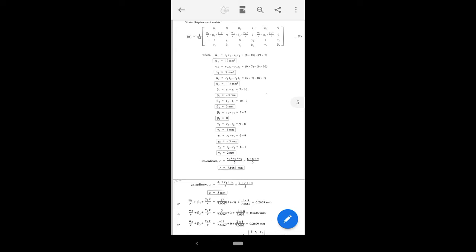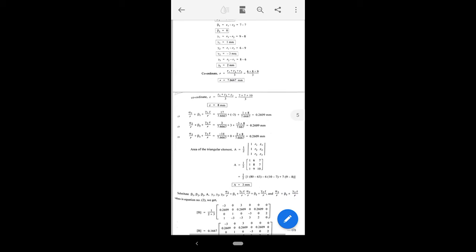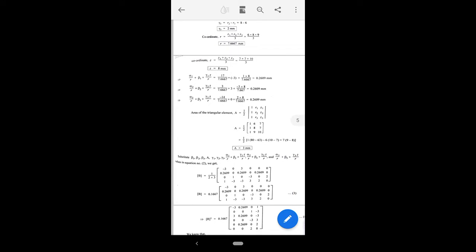It is the B matrix. It has parameters: alpha 1, alpha 2, alpha 3, beta 1, beta 2, beta 3, gamma 1, gamma 2, gamma 3, and then you can find the coordinates r and z. You can simplify the formula once again. It is possible to find the base and height of the triangle element. Even though we can use the matrix method, we find the area is 3 millimeter. You can substitute all the values for the B matrix.